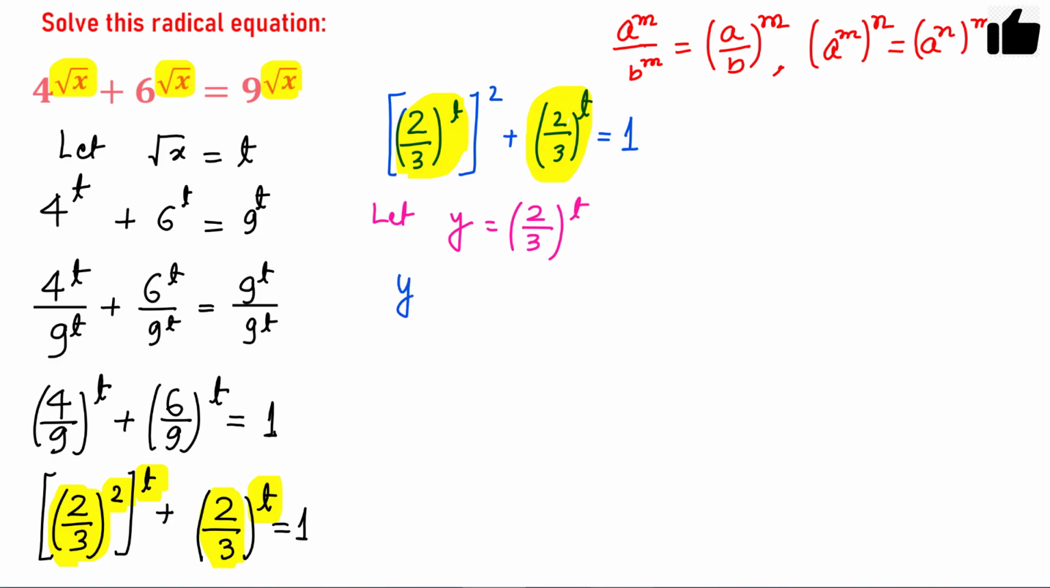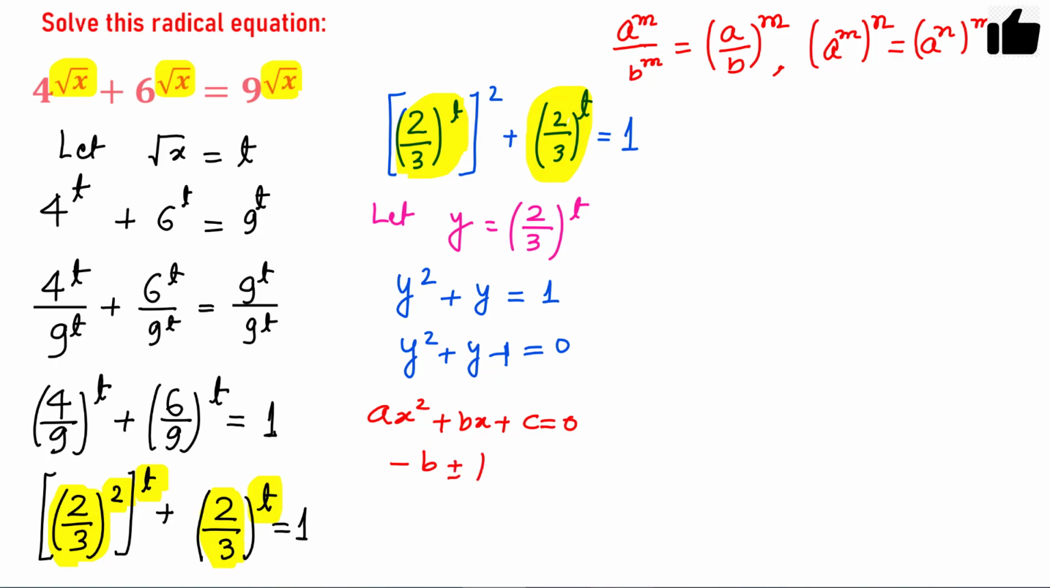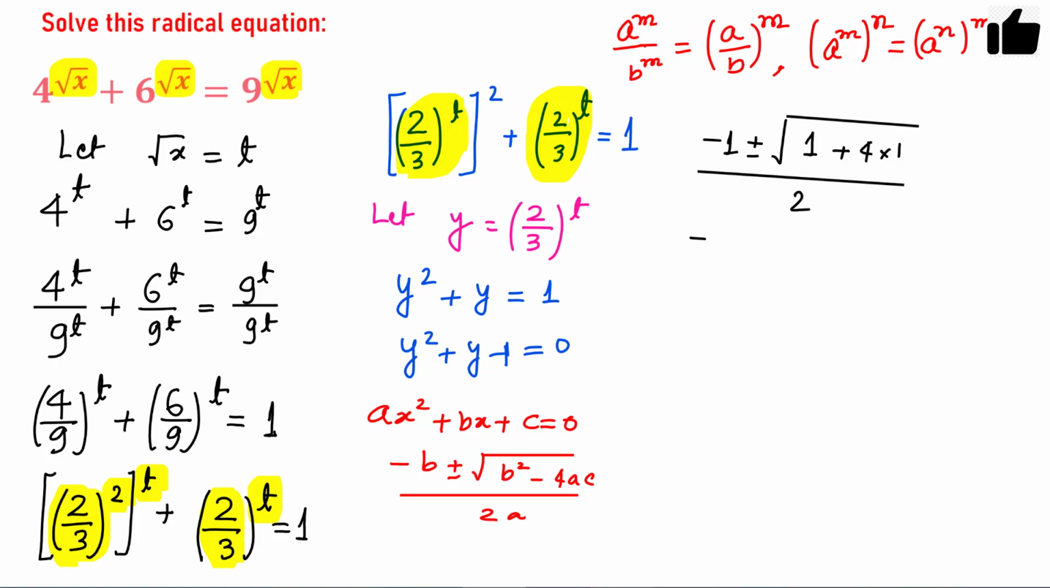With this substitution what you will have is y square plus y equals 1, or y square plus y minus 1 equals 0. This is a quadratic equation, and the roots of a quadratic equation are given by minus b plus minus root of b square minus 4ac, divided by 2a. If you remember, for a quadratic equation ax square plus bx plus c equals 0, the roots are given by minus b plus minus root of b square minus 4ac, divided by 2a. If I apply this formula, the roots will be minus b, that is minus 1, plus minus root of b square, that is 1, minus 4ac. So minus 4ac becomes plus 4 times 1, and this is divided by 2. So this is minus 1 plus minus root 5 by 2. So this will be the roots for y. The y value will be either one negative value or another positive value.